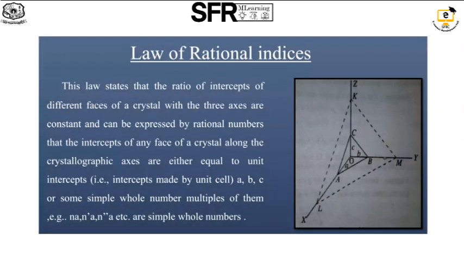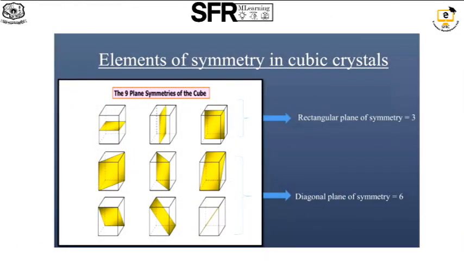And one more law for crystalline solids is the law of rational indices. This law states that the ratio of intercepts of different faces of a crystal with the 3 axes is constant and can be expressed by rational numbers. The intercepts of any face of the crystal along the crystallographic axes are either equal to the unit intercepts, that is a, b, c, or some simple whole number multiples of them. And these are the elements of symmetry observed in cubic crystals.